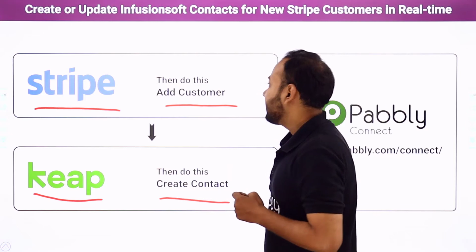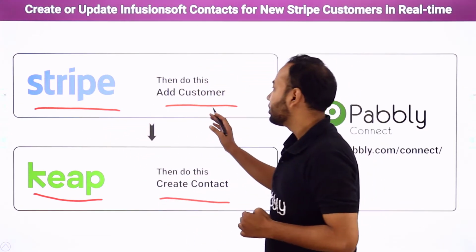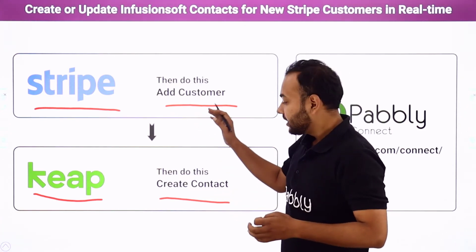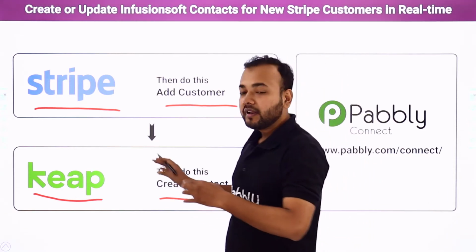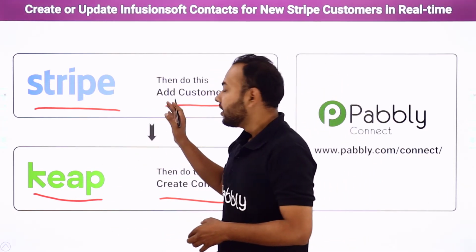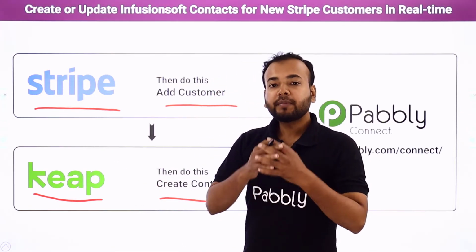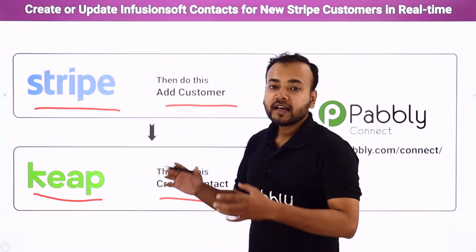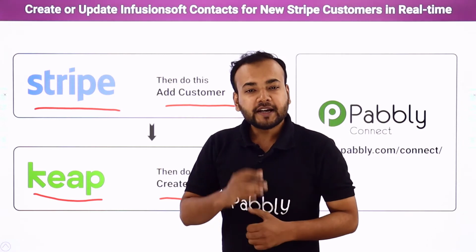One way is that whenever you get a payment from Stripe and add the customer, you manually sort out the details of that customer, then come to the Keap application, manually create a contact, and fill in all those details that you received from Stripe, right? But guys, if you are receiving hundreds of payments on a daily basis from Stripe, this manual process can consume a lot of your crucial time and energy. So we have a better way for you.